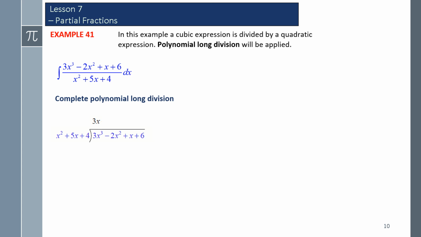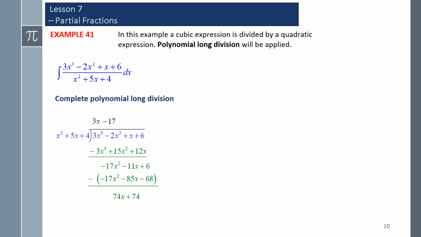And multiply your 3x by the x squared, by the 5x, by the 4. We have the following result. So this, subtract this, leaves us with this. So x squared and negative 17x squared would be negative 17. Follow that through by multiplying negative 17 by each of these. We're left with this. This, subtract this, is 74x plus 74.